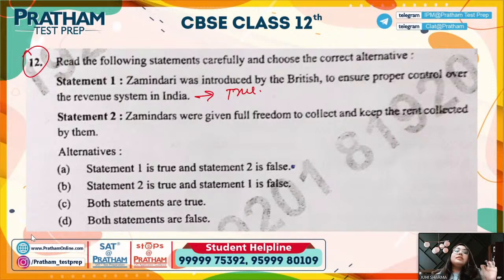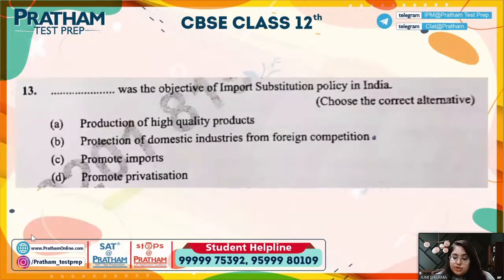Now अगर केवल दिया होता were given full freedom to collect, had this been the thing, आपका बिल्कुल correct होता, but यहां पर उन्होंने एक word दे दिया and keep the rent collected. Now zamindars के पास वो right नहीं था to keep the rent with themselves because zamindars they were just, they used to act as mediators और वो rent किसके पास जाता था? वो rent जाता था Britishers के पास. So statement 1 is true but statement 2 is false. So इसके साथ साथ which is the right alternative for question number 12? Option A, that statement 1 is true and statement 2 is false is the right option, right?